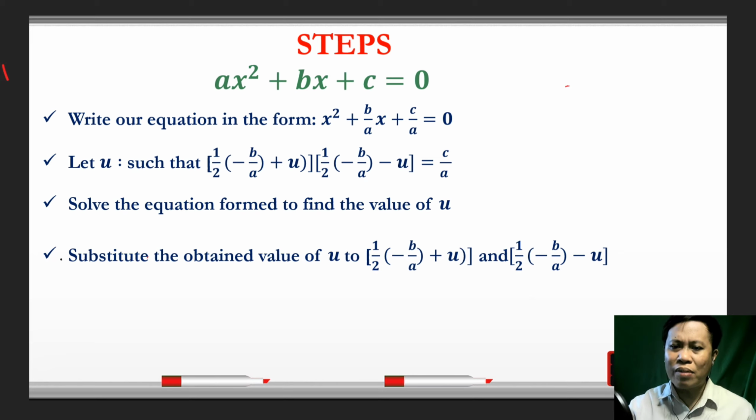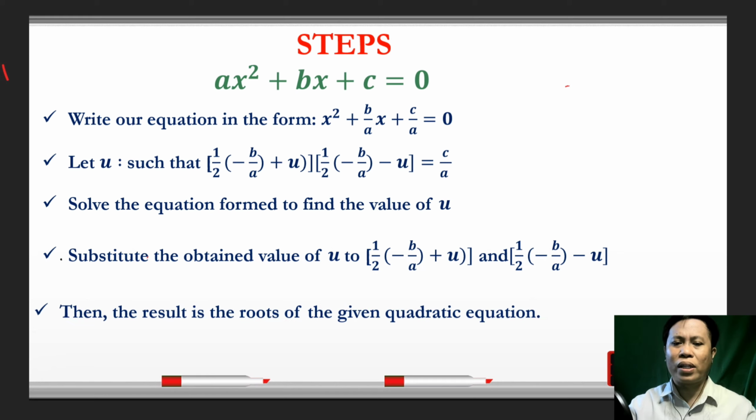Then substitute the obtained value of u to the expression. Add the obtained value of u to 1/2 of the additive inverse of the coefficient of x. And at the same time, you subtract the value of u to 1/2 of the additive inverse of the coefficient of x. Then whatever the result, those numbers are the solution set of the given quadratic equation.